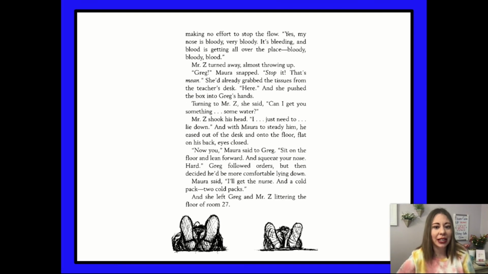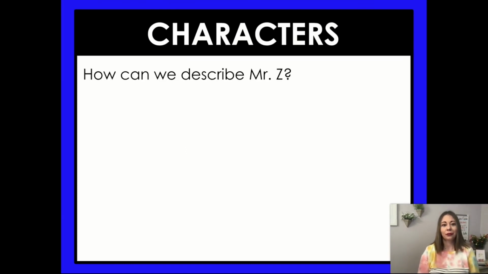And with Mara to steady him, he eased out of the desk onto the floor, flat on his back, eyes closed. Now you, Mara said to Greg, sit on the floor and lean forward and squeeze your nose hard. Greg followed orders, but then decided he'd be more comfortable lying down. Mara said, I'll get the nurse and a cold pack, 2 cold packs. And she left Greg and Mr. Z littering the floor of room 27.